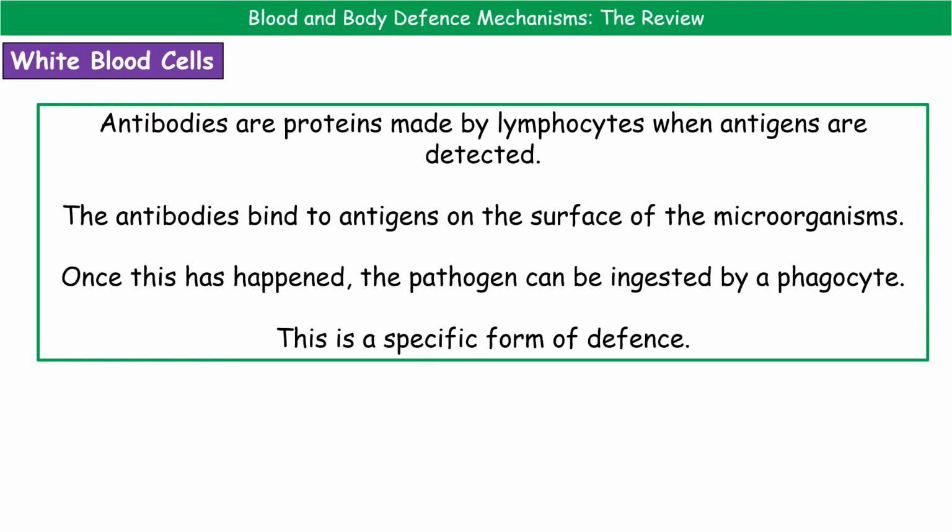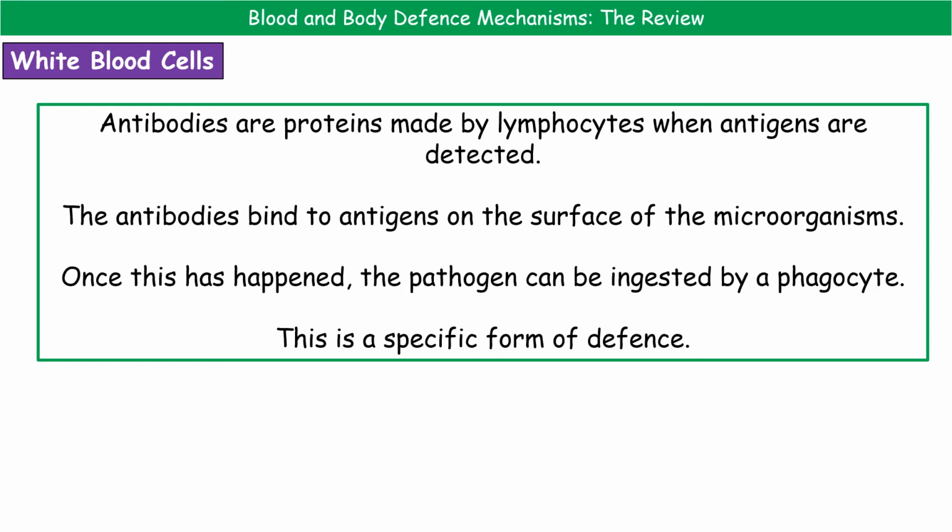So what actually happens is when we detect an antigen, then our lymphocytes will produce these proteins called antibodies. And that can actually be one of those common questions. So they ask you, how are antibodies made? Then antigens are detected and the lymphocytes make the protein antibodies. Once they've been made, the next thing that happens is the antibodies bind to the antigens, which is obviously on the surface of that particular pathogen. And at that point, it makes it so that the pathogen can be ingested by a phagocyte.